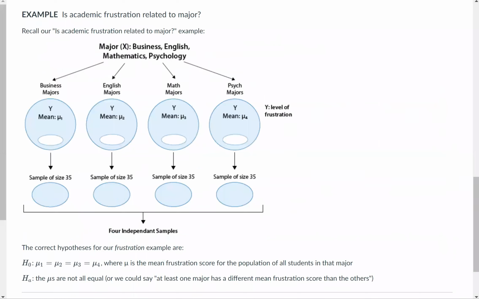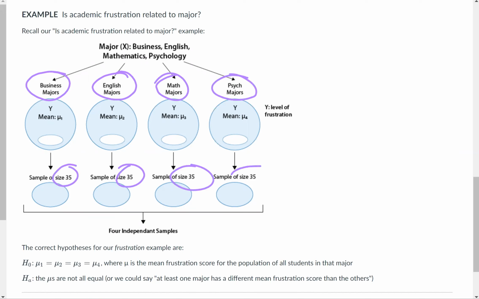The one we saw before is academic frustration related to majors. We said we were going to compare business majors, English majors, math majors, and psychology majors, and they all had a sample size of 35 students from each of those majors. So we'd get 4 independent samples.